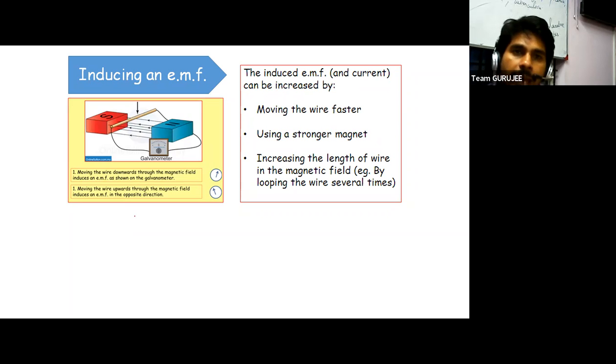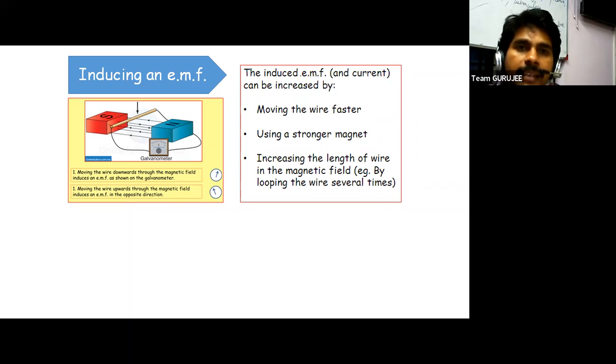Here the next very, very important thing: producing an induced EMF by different methods. The induced EMF can be increased by, first, moving the wire faster. Second, by using a stronger magnetic field. And the third one, we have to increase the length of the wire, or use a wire having a large number of turns. So these are the three conditions.